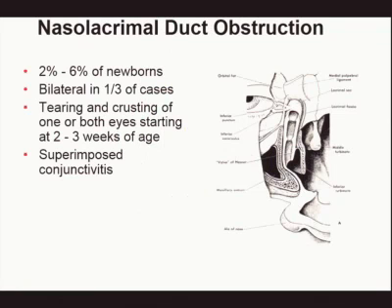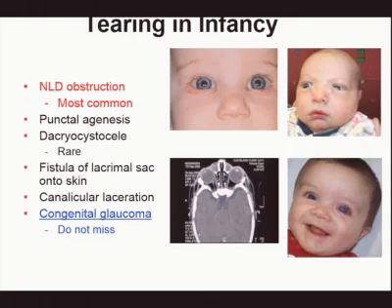It occurs in 2 to 6% of newborns. It can be bilateral in a third of the cases, and you can have a superimposed conjunctivitis.